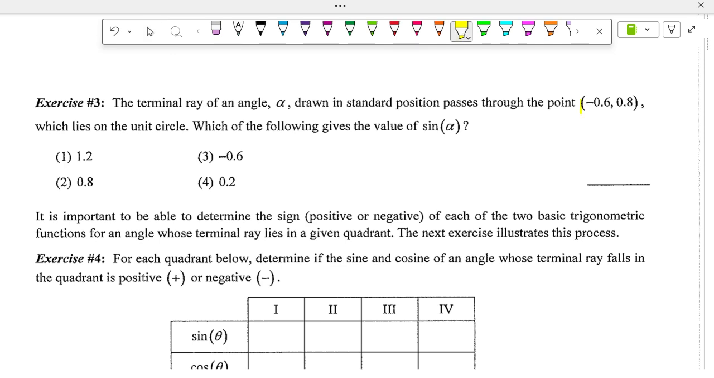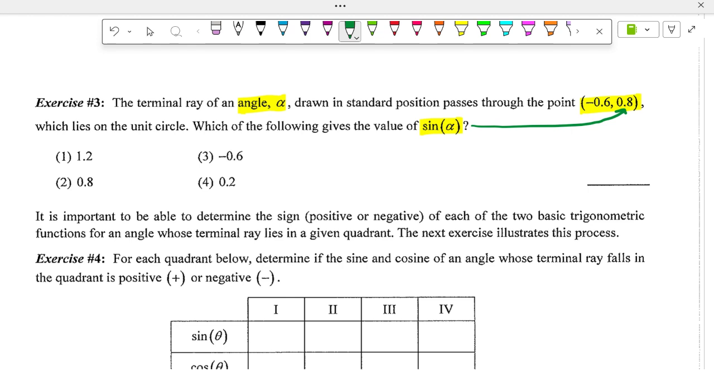They said that this point's on the unit circle at an angle of alpha. But we don't know what that angle is, and that's okay because at least we got the point. So what's the sine of alpha equal to? 0.8. We just want the y value of this point.